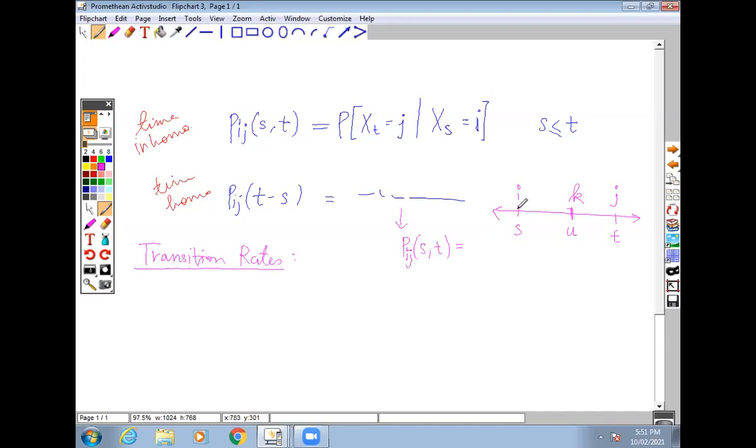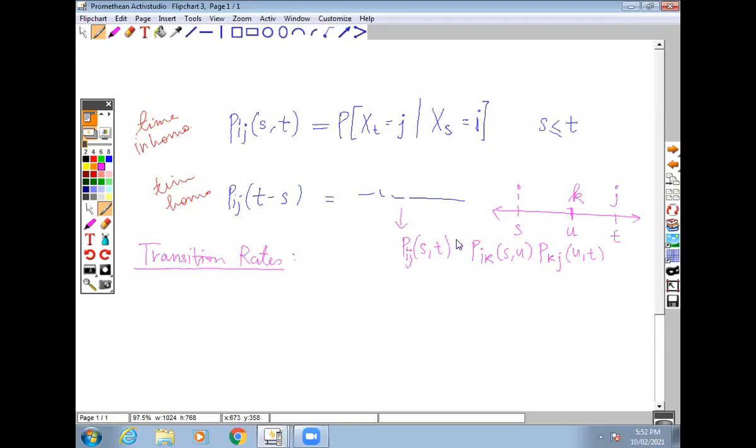So you want to go from I to J, from time S to time T, then this will just be written now as P_IK(S, u) times P_KJ(u, t), so in time t minus u in total. But again, you know that this K can encompass any of the states that is possible.